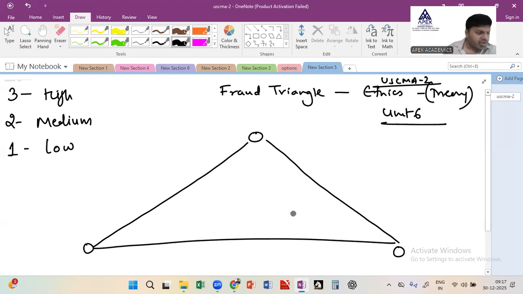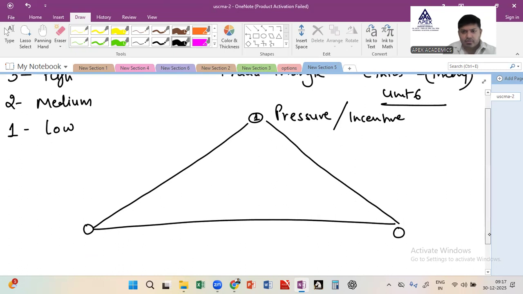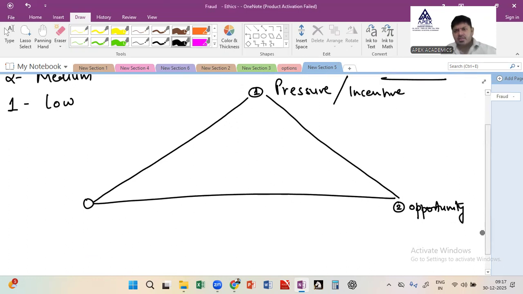What is the first factor of the fraud triangle? The first factor is pressure or incentive. It means somebody has put pressure on you to commit a fraud, or you have an incentive, you see some benefit in doing this fraud. This is your first fraud factor. Then you see an opportunity to commit fraud.